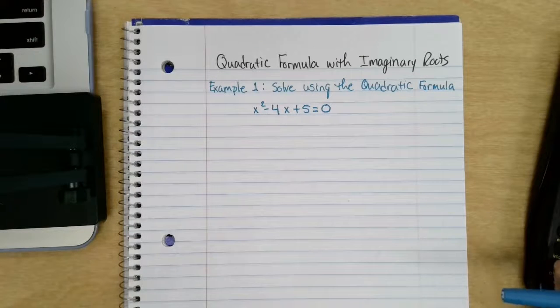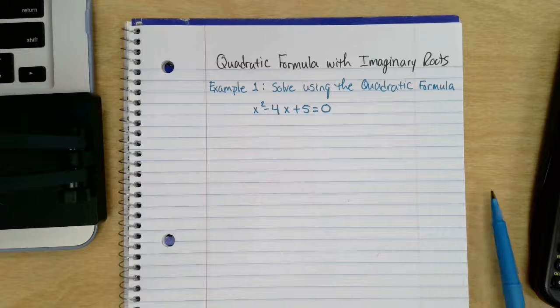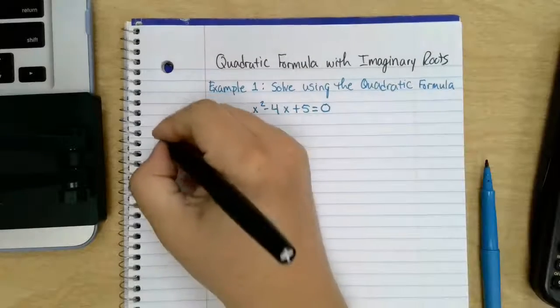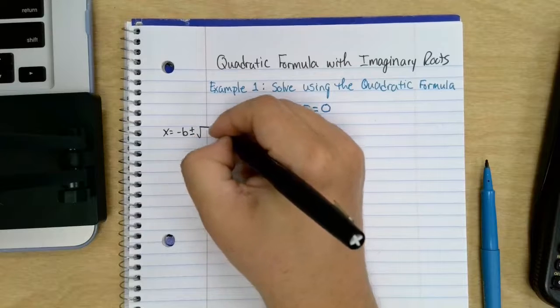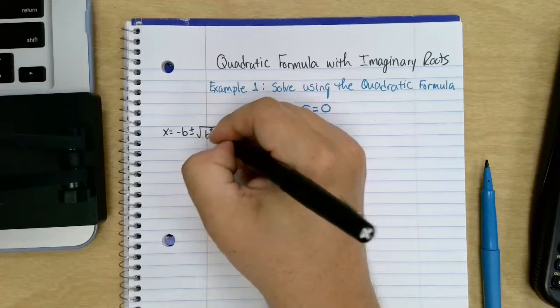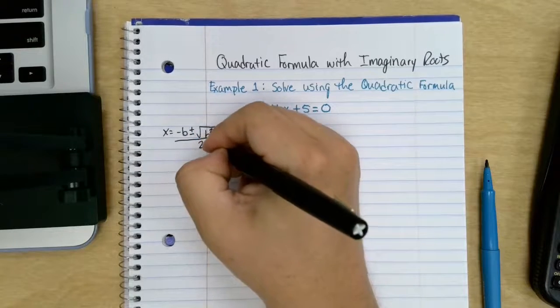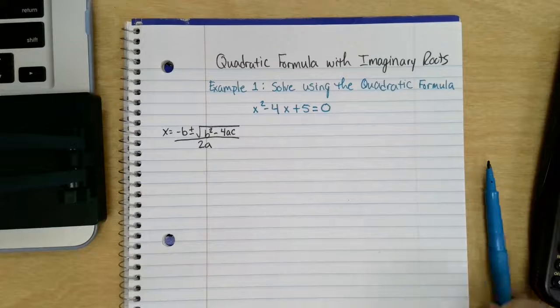Okay, so now we're going to look at what we have to do when we are solving a quadratic equation using the quadratic formula, if we have a negative underneath the square root. Remember our quadratic formula is x equals the opposite of b plus or minus the square root of b squared minus 4ac, all over 2a.